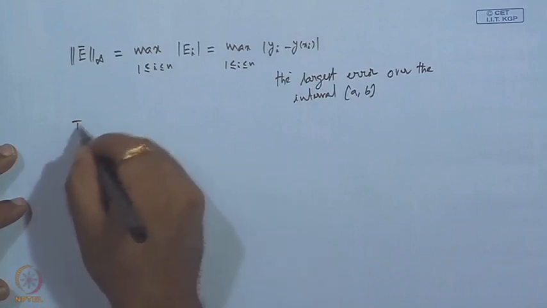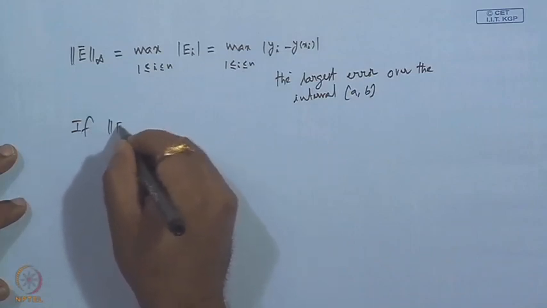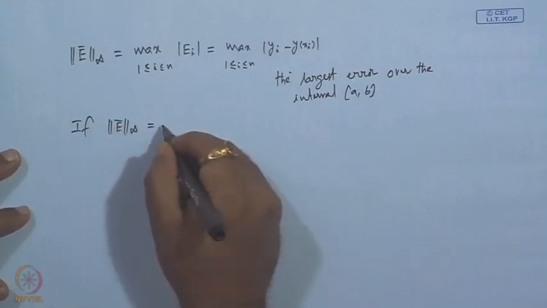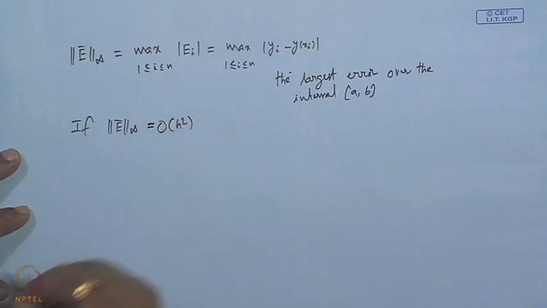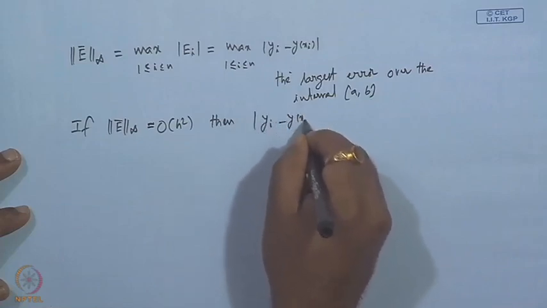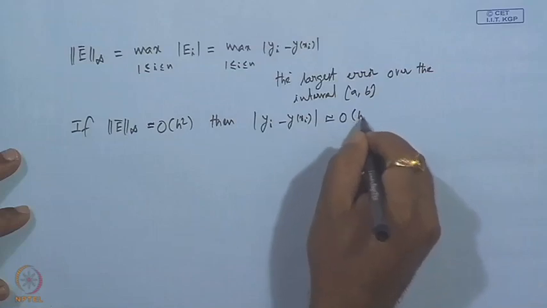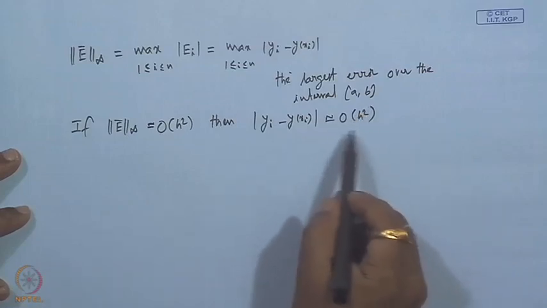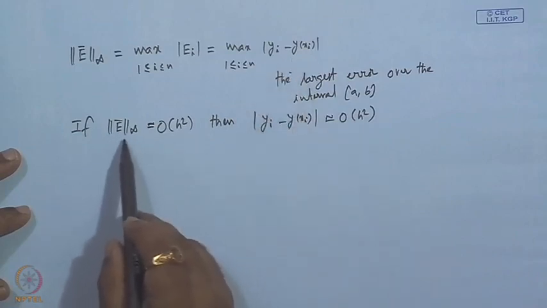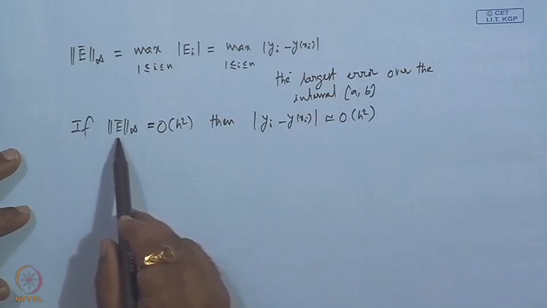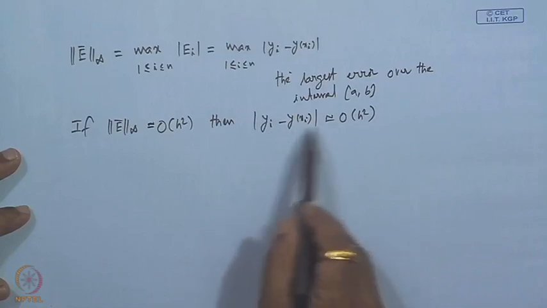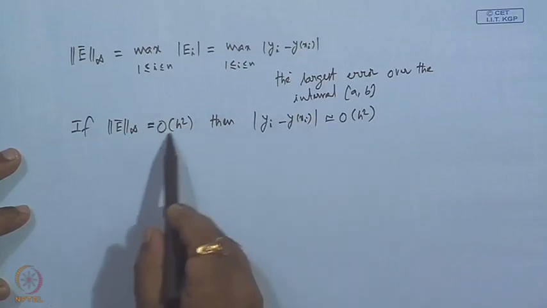Okay. So, therefore, the pointwise error must be of this order, because we are taking the maximum. So, if the sup norm of the error vector e bar is this, then definitely the grid values are of this order, because the resultant is coming out of this.